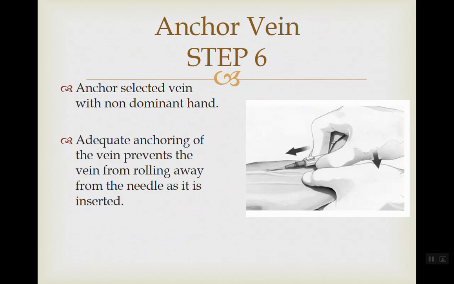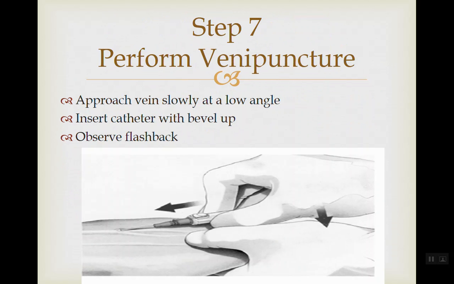Let's see. What we're going to do is figure out what vein we're going to stick. We're going to anchor the vein, meaning we're going to make the skin nice and taut, right? Anchoring the vein helps to prevent it from rolling away from you. That's one risk when you're doing venipuncture: you go to stick it and the vein rolls away. So you really want to hold it with your non-dominant hand so that you don't run the risk of the vein rolling.